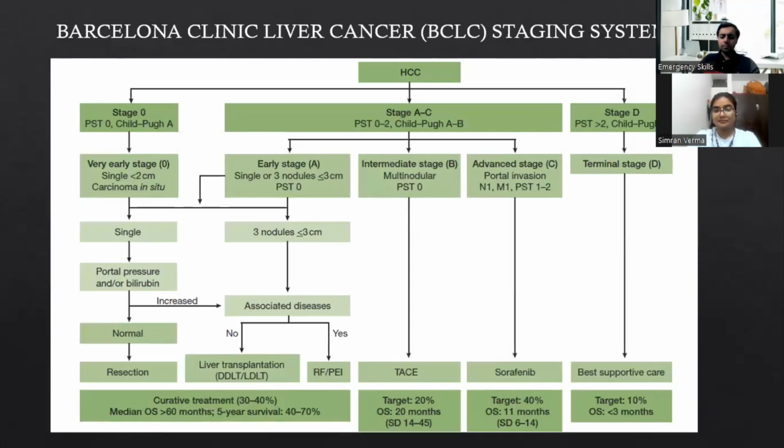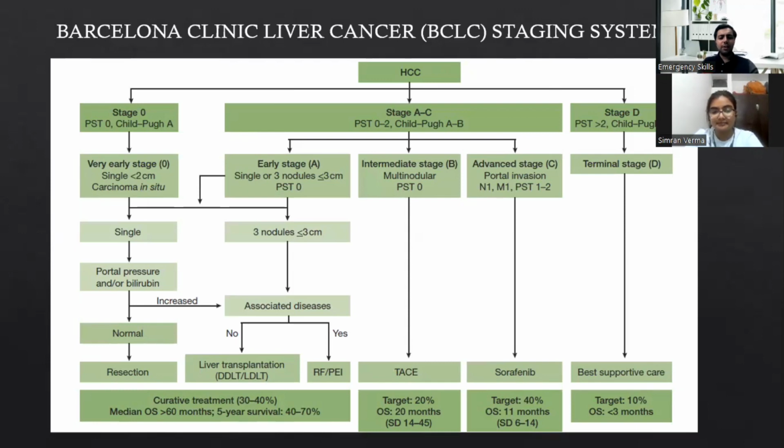Then we have many classifications for HCC, like BCLC, the Barcelona Clinic Liver Cancer Staging System. Then we have the TNM, we also have the OKUDA. There are many classifications, but BCLC and TNM are very common. BCLC is better than TNM staging.